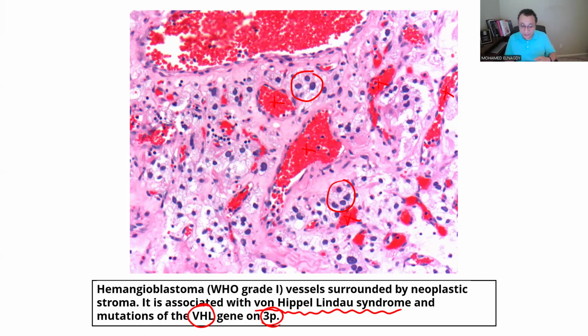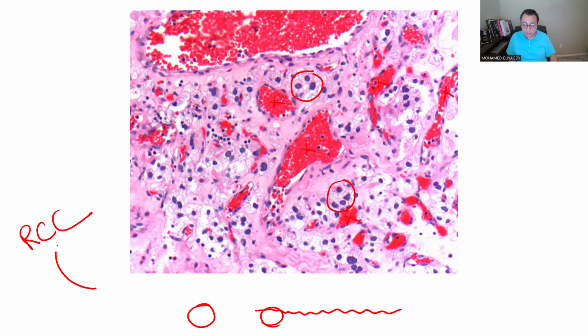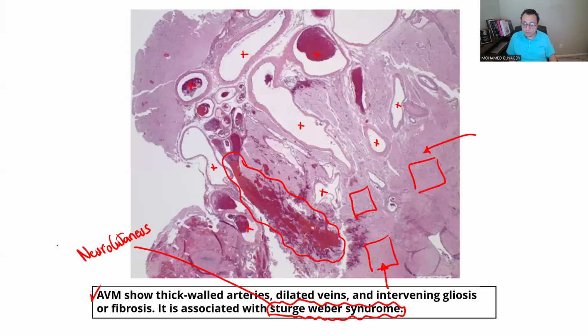So this one is associated with VHL, and as Mohammed said, it's also associated with RCC. If you guys remember from our GU lectures, von Hippel-Lindau is associated with RCC. So here you see hemangioblastoma. What's the difference between hemangioblastoma and AV malformation? The brain tissue in between.